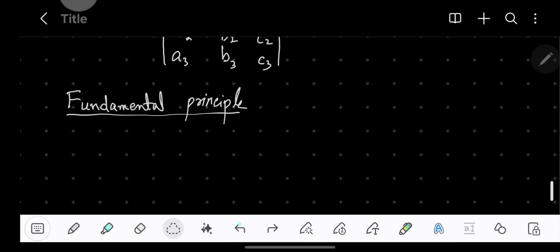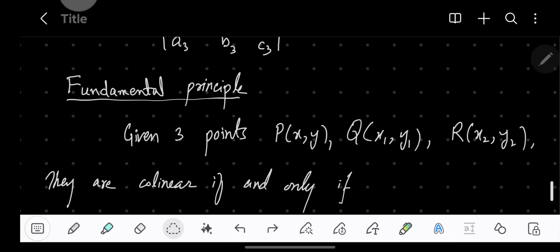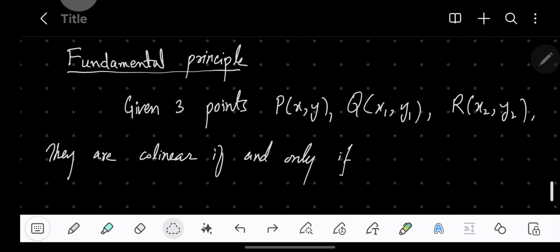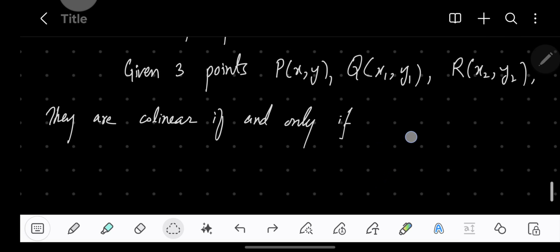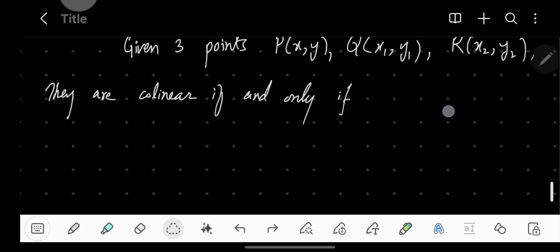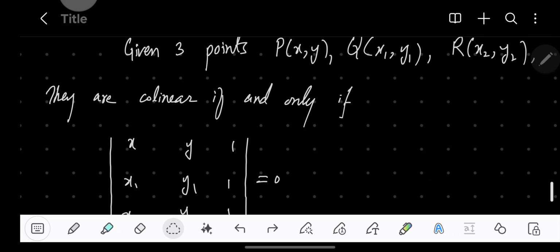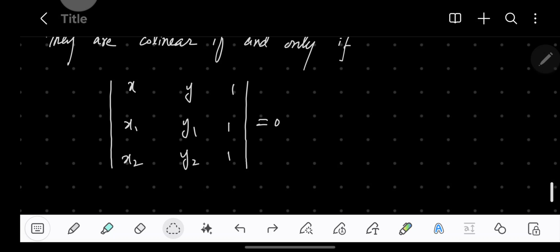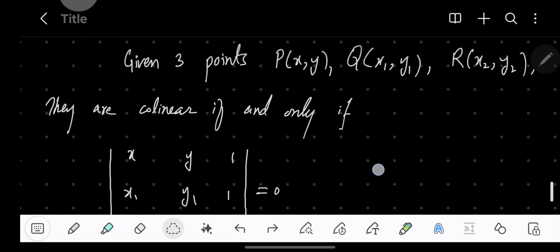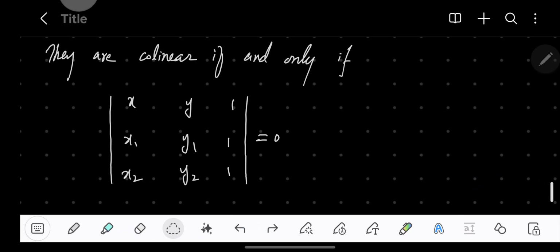This principle says that if you have 3 points (x, y), (x1, y1) and (x2, y2), then those points are collinear if and only if their determinant is 0. The determinant is x, y and 1. Similarly, x1, y1 with 1 and x2, y2 with 1. And if this determinant is 0, then we can say that all of the 3 points are collinear.